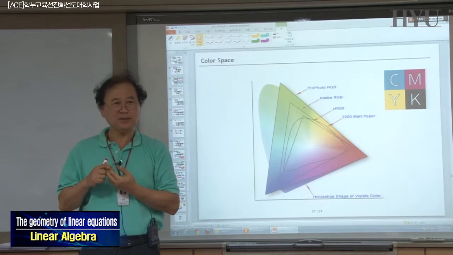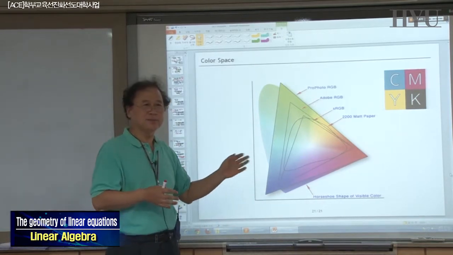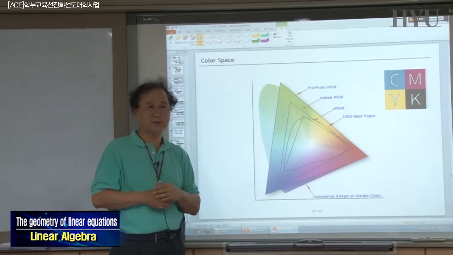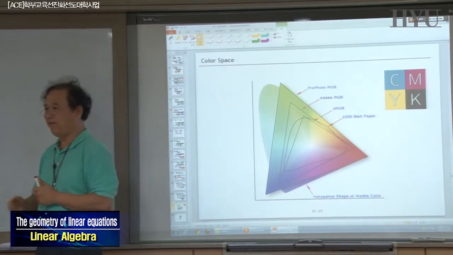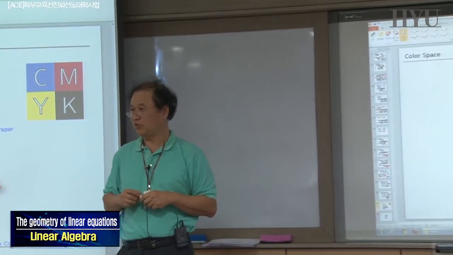So 3 colors can represent. But here there are 4 colors, right? When you buy a very expensive printer, sometimes they have 12 colors.